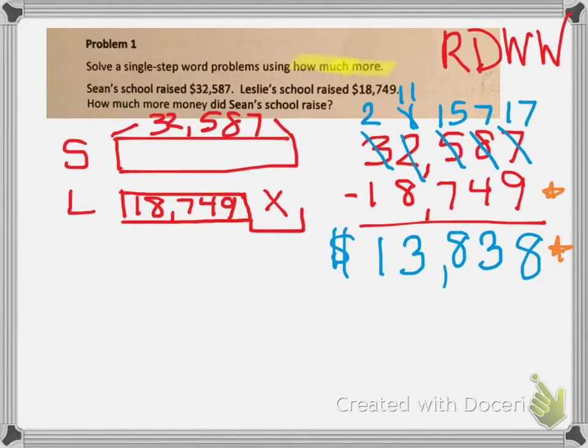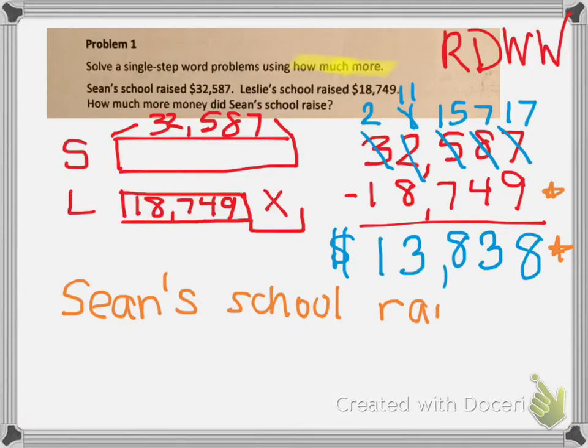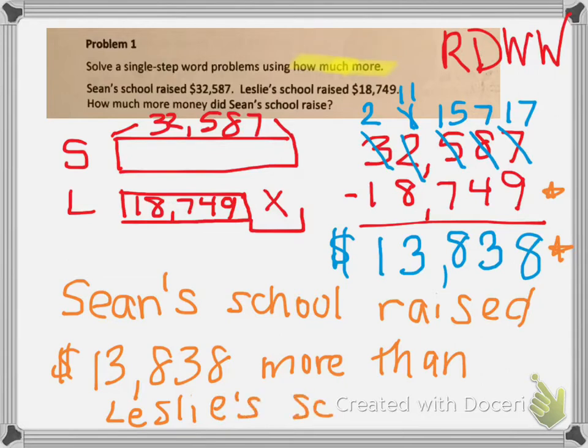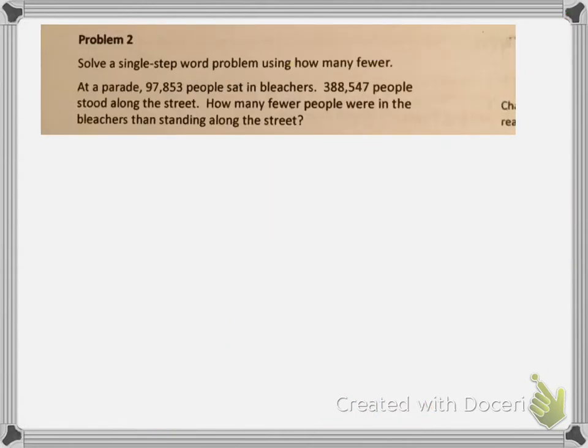Now we do our statement. This is how you spell Sean. Sean's school raised $13,838 more than Leslie's school. Okay, and we need our period. All right, we got it. RDWW. Good job.